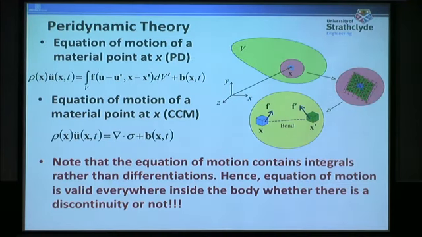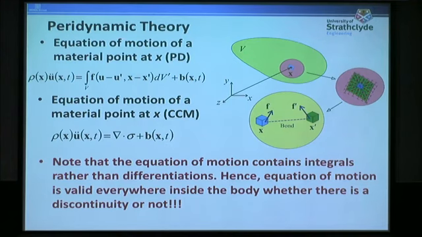And what he basically did is he just rewrote the equation of motion of each material point. Now instead of a partial differential equation, we have an integral equation. If you compare these two equations of Cauchy and Dr. Silling's, basically what you see is many of these terms are the same, except the problematic term. Now, instead of this term with the derivative, we have an integration.